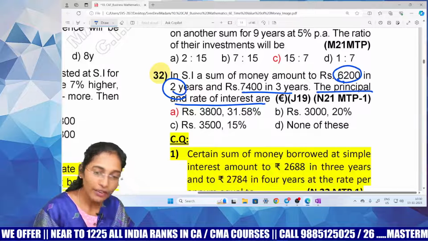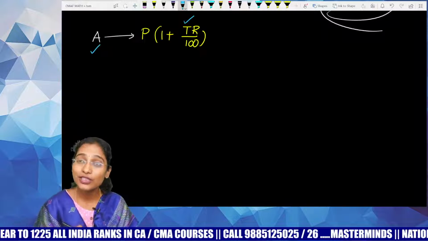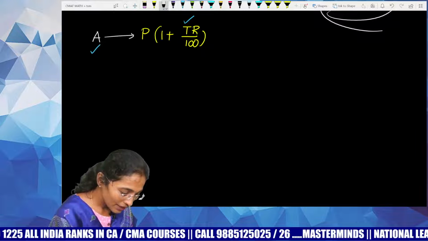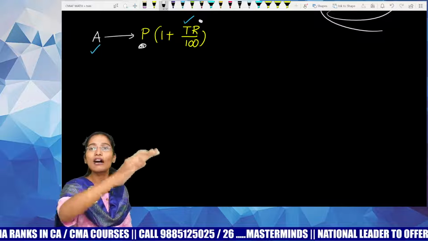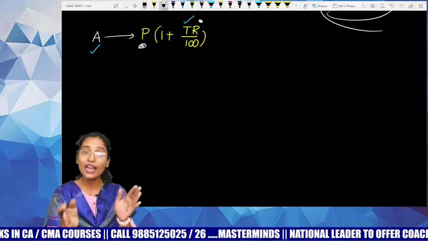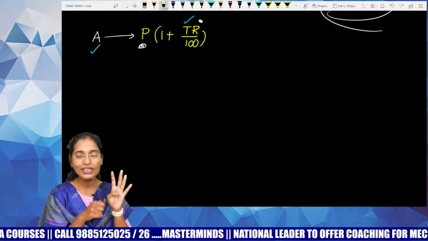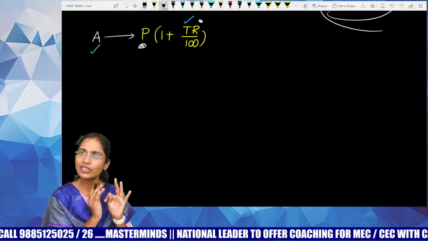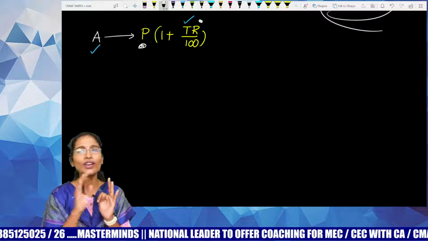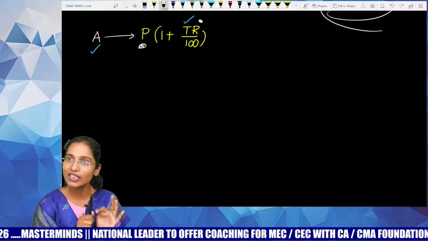Then the principal and the rate of interest are... So what are provided to you in the options? P and R. Now please have a look at the complete formula. Is A covered? Yes, A is covered in the question. Is P covered? Yes, it is covered in the options. So whether it is in the question or the options, it is irrespective. Is P covered or not? Yes, it is covered.